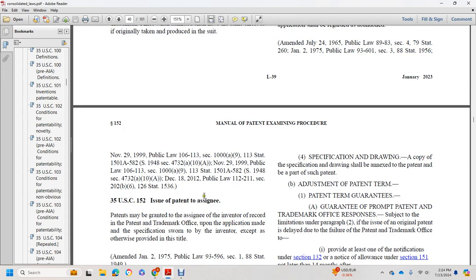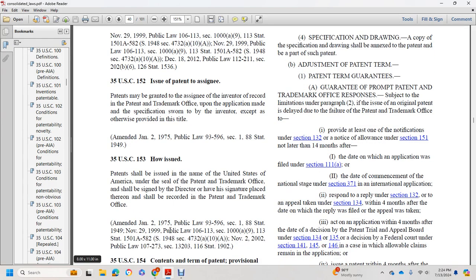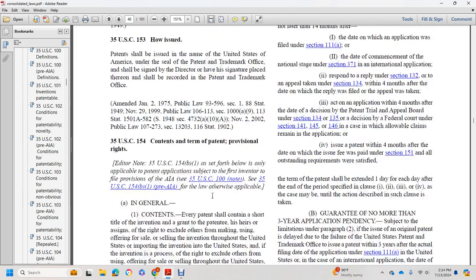Title 35 U.S. Code 152, issue of patent to assignee. Patents may be granted to the assignee of the inventor of record in the Patent and Trademark Office upon an application made and the specifications sworn to by the inventor, except as otherwise provided in this title. Title 35 U.S. Code 153, how issued. Patents shall be issued in the name of the United States of America under the seal of the Patent and Trademark Office, shall bear the signature of the Director, and shall be recorded in the Patent and Trademark Office.